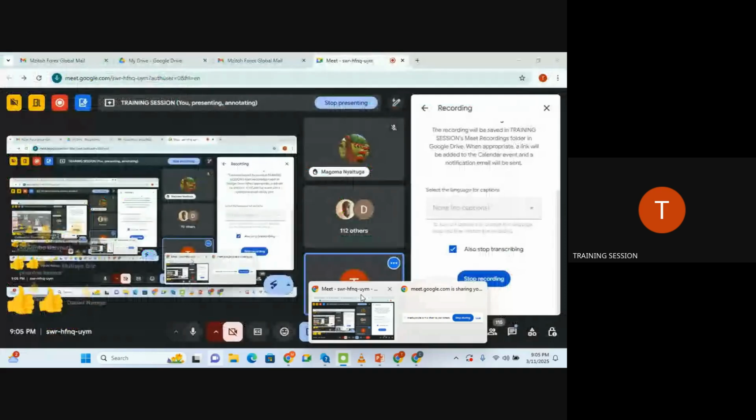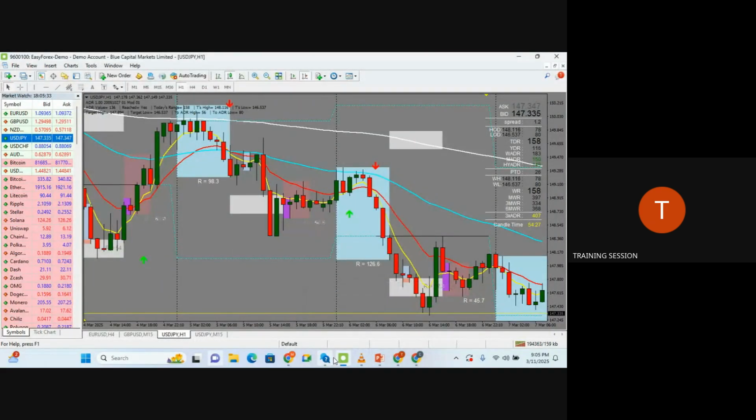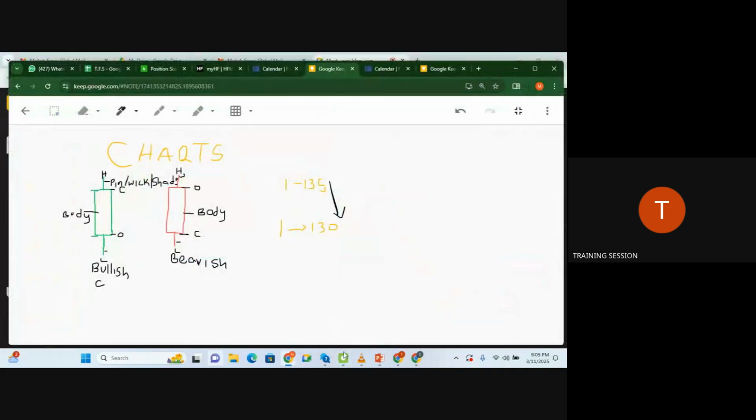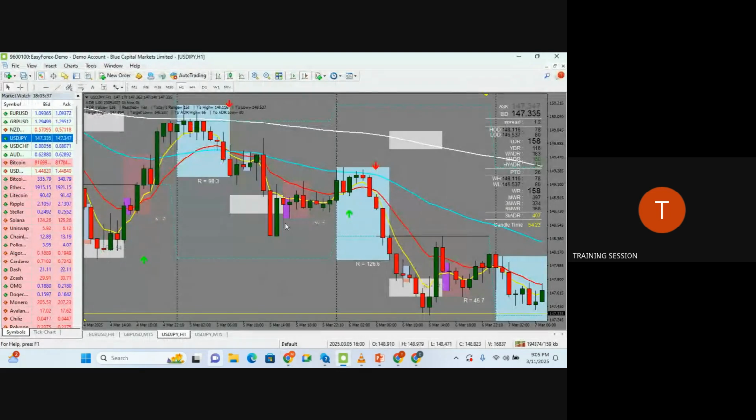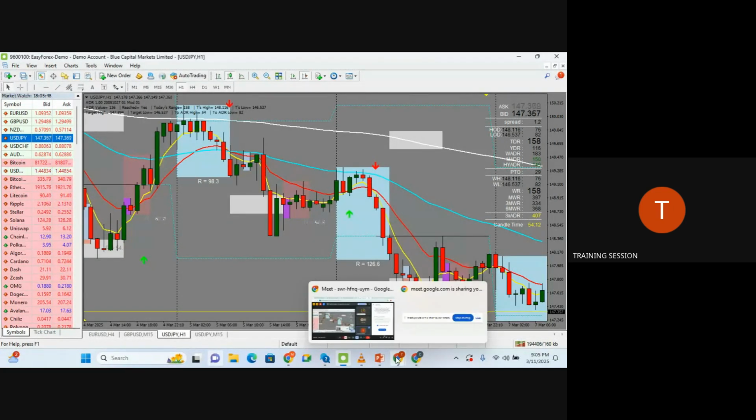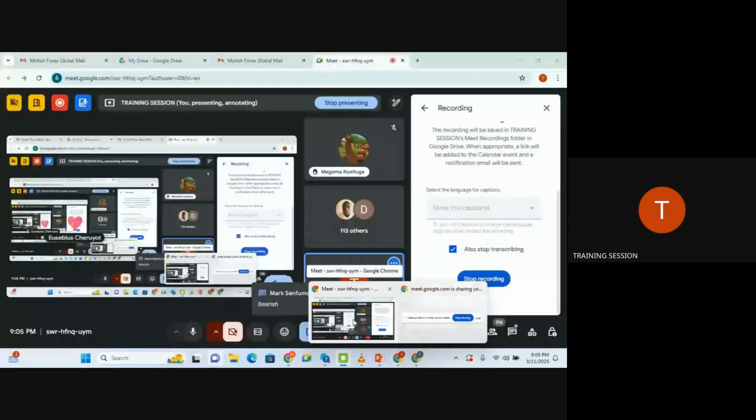Now, those who are saying they are lost, something so simple we are doing here. Very simple. Here we have this red candle. Is it a bullish or a bearish? This one, the red one. Tell me down there on the chart. Is it a bearish or a bullish? Tell me down there. Yeah, bearish.